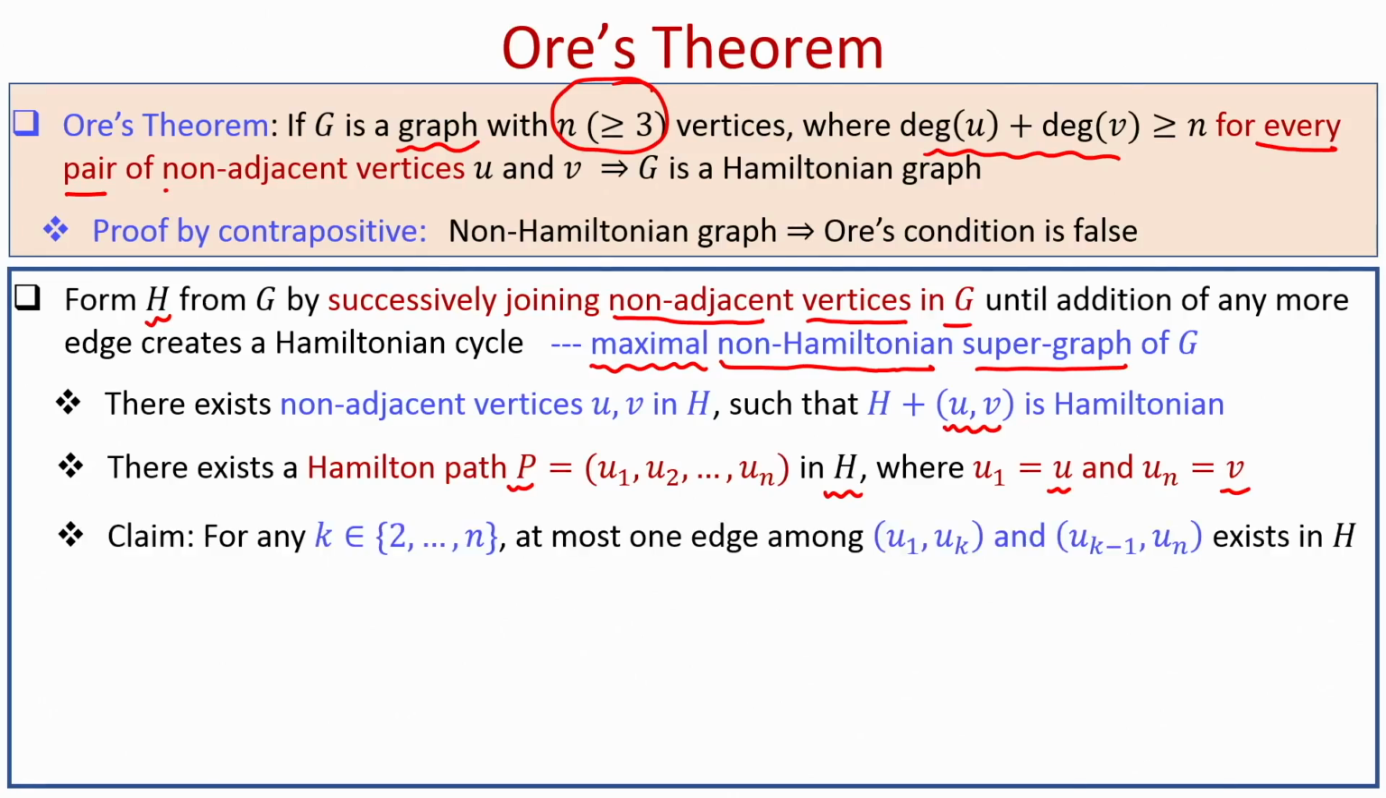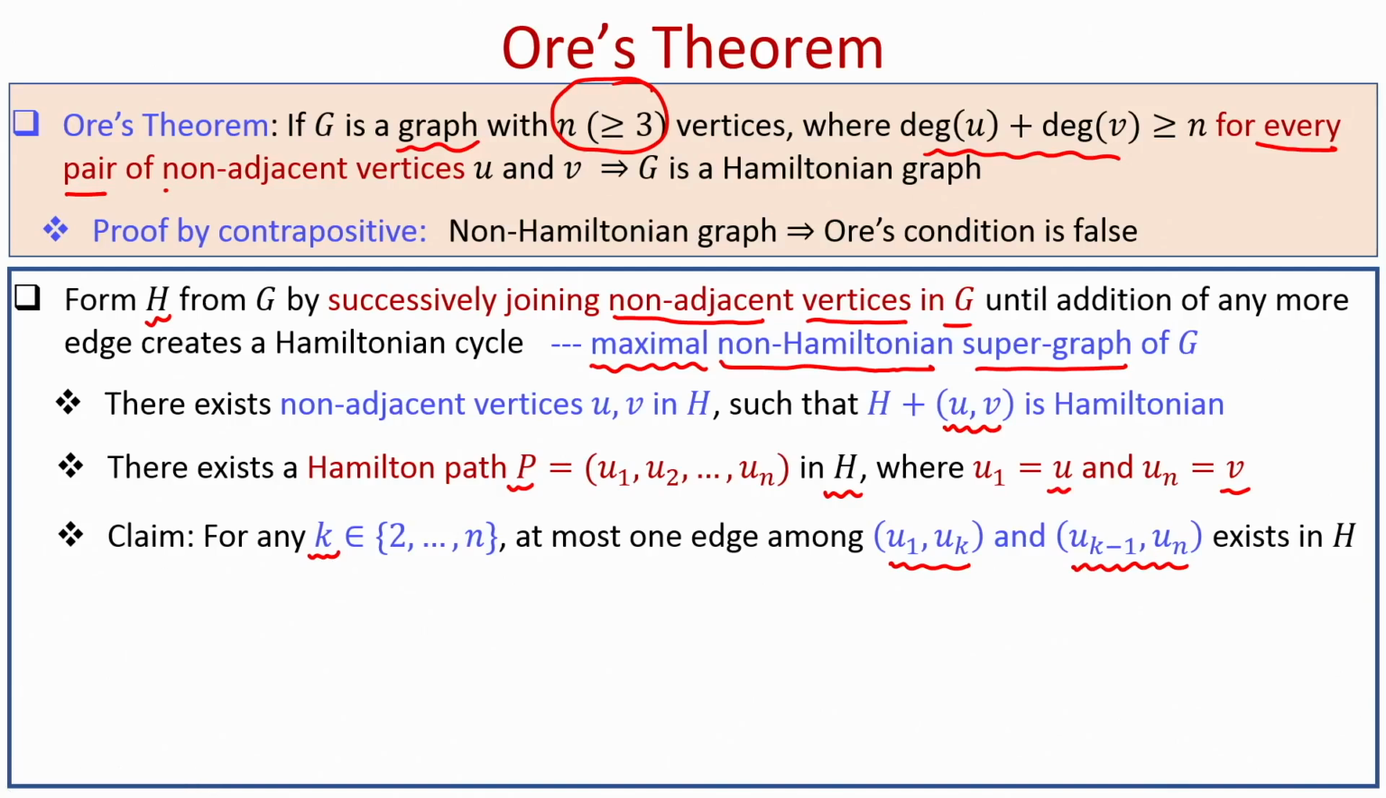Now, here comes a very crucial claim. We claim here that if you forget about the starting point of the tour, namely u or u1, and then focus on the remaining vertices, namely vertex 2, vertex 3, vertex 4, up to vertex n, which occur in your Hamiltonian path P, then for each such vertex uk, you cannot have simultaneously the edges (u1, uk) and (uk-1, un) existing in your supergraph H.